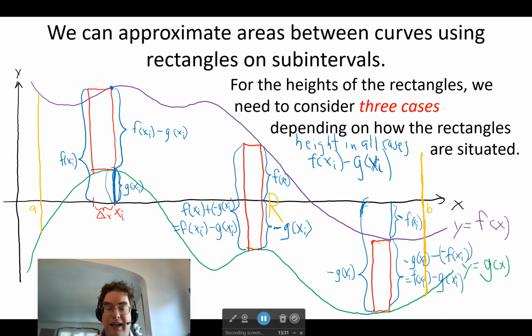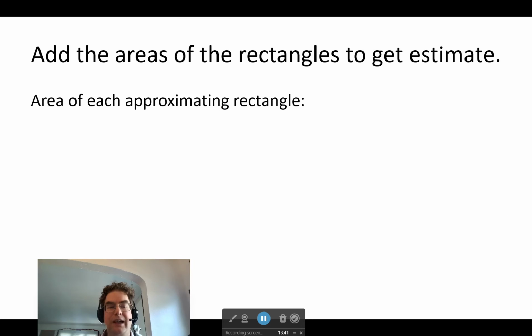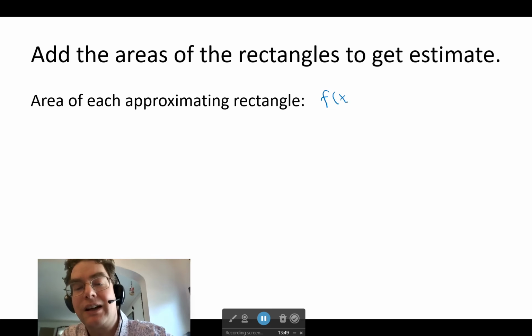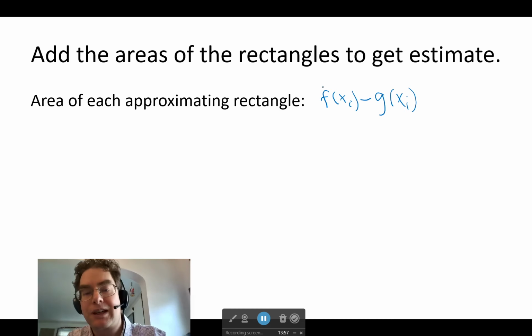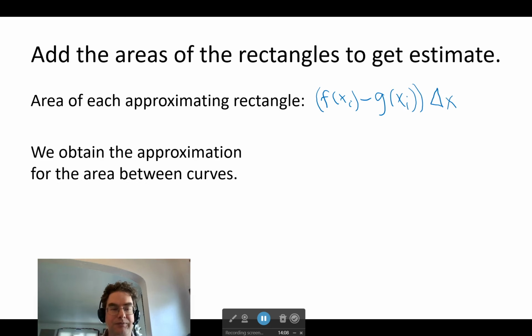Okay, well, once we've got that nailed down, it's pretty quick to go from there to the formula. And so let's do that. Okay, so the area of each approximating rectangle, remember that they all had base delta x. So since they all had height that could be described by f of xi minus g of xi, even though it looked different in different scenarios, we can always represent it that way. We just have to take that height times our base, which is always delta x, and that gives us the area of the approximating rectangles.